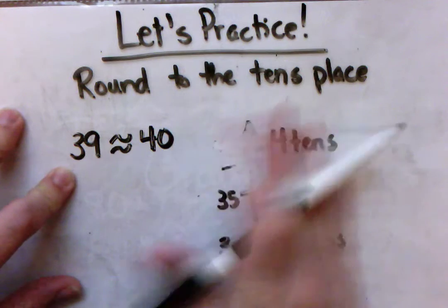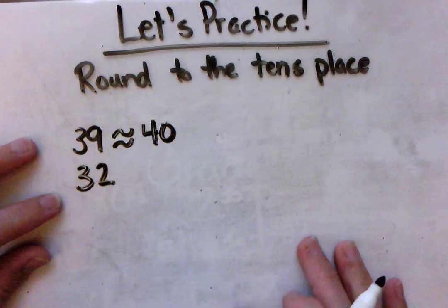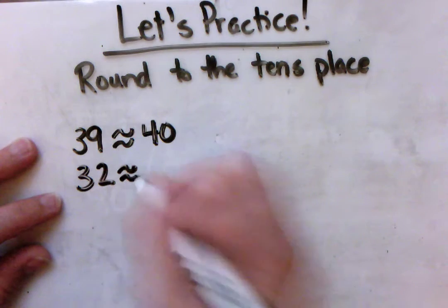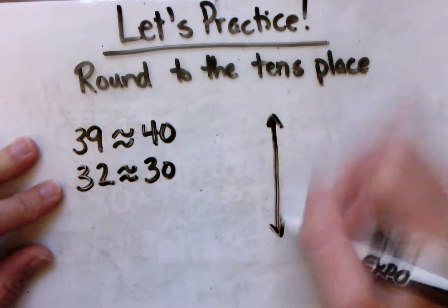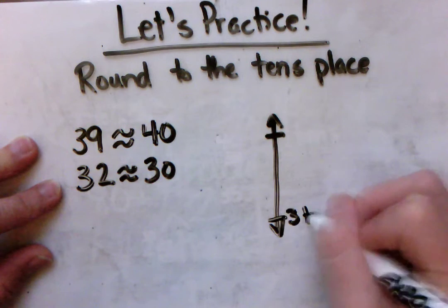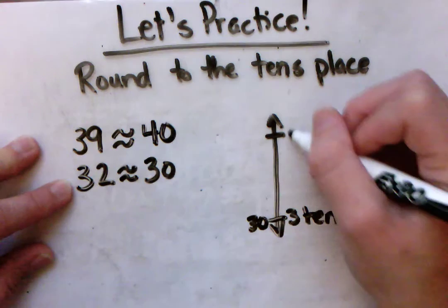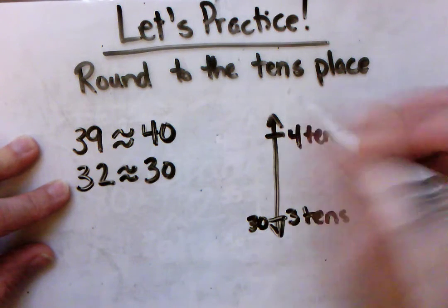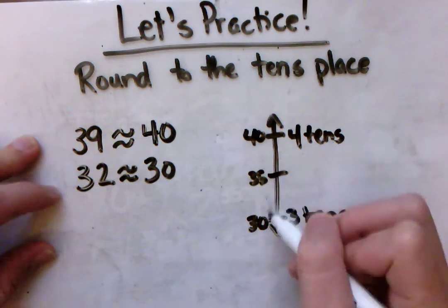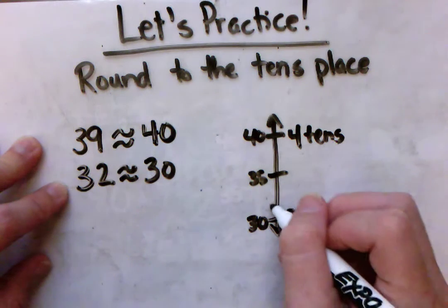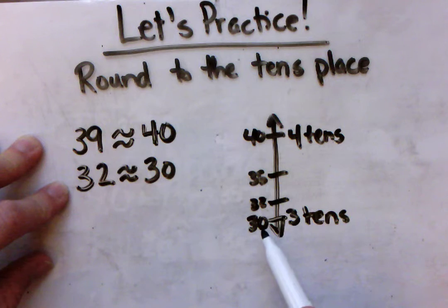Let's try another. 32 rounds to 30. We'd have the same endpoints. 3 tens are in 30, 2. The next 10 is 40. Our midpoint, or halfway between, is 35. And 32 would be closer to 30.